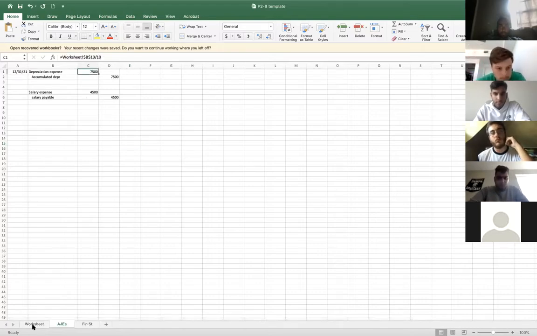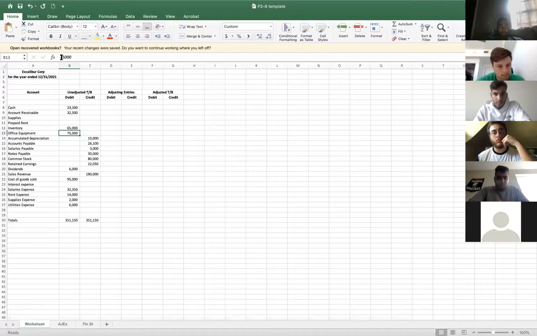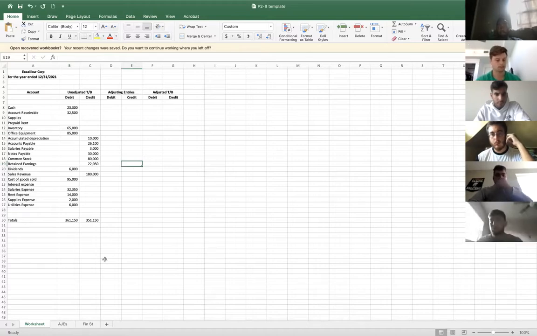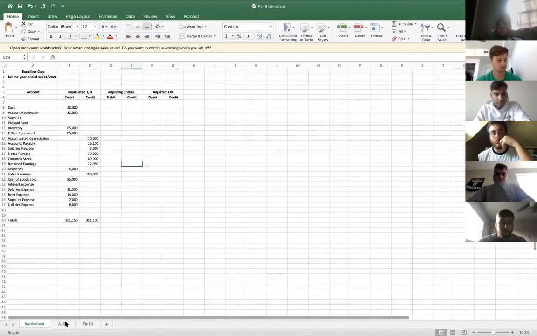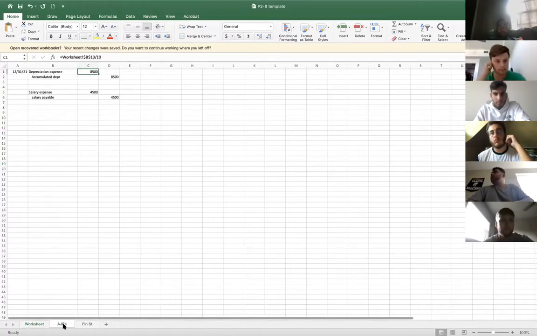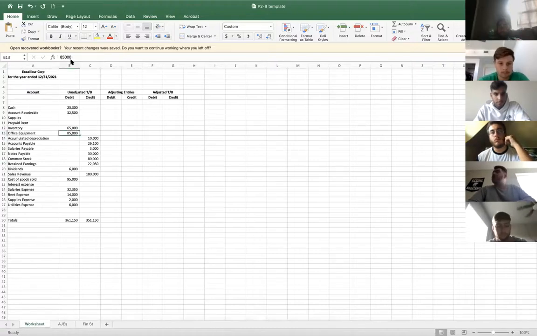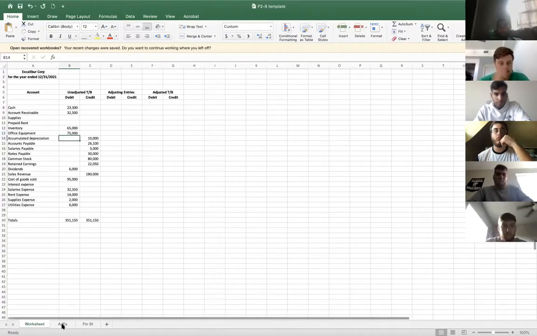Just for grins, what if this 75,000 was 85,000? Now I know my journal entries don't balance, but I just want to show you, what do you think the adjusting entry is going to be once I change that 75 to an 85? Do you think my adjusting journal entry automatically updated? Yes, it did, because I use Excel the way it should be. But let me change this back.